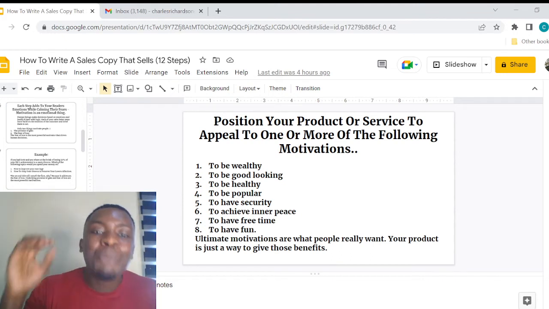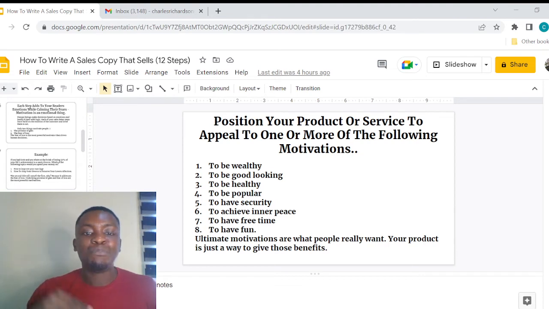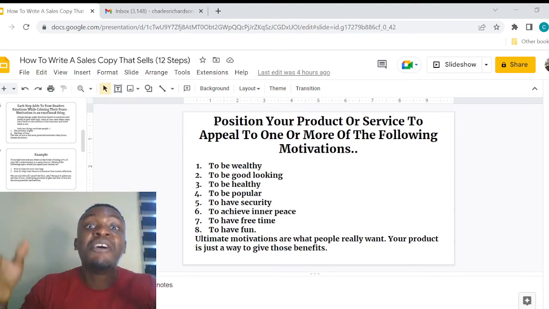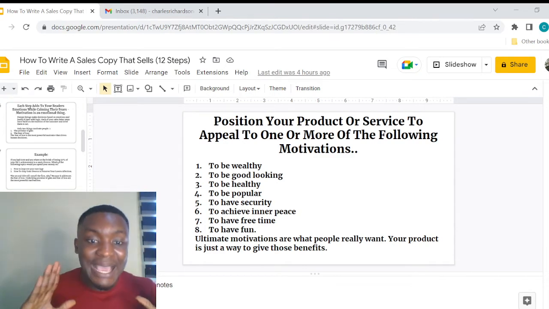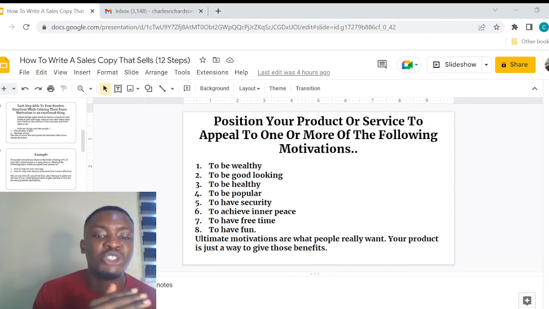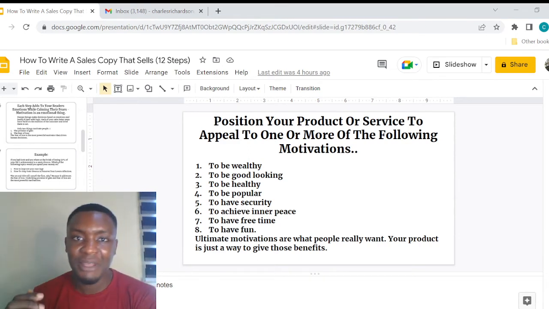Number six, human beings are motivated to achieve inner peace. Number seven, human beings are motivated to have free time. Then number eight, human beings are motivated to have fun. Now, the ultimate motivations are what people really want. Your product is just a way to give those benefits.